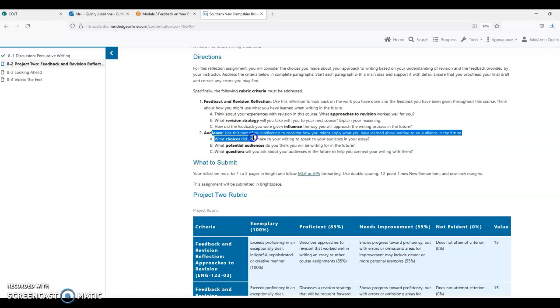Now think about audience. What choices did you make in your writing to speak to a particular audience? You had a dual audience. You had your primary audience, who's your professor. But then you had a secondary audience, people who may be the readers of that article, your classmates, and so on and so forth. So what choices did you make to speak to that particular audience, and what audiences do you think you'll be writing for in the future? This probably has a lot to do with your career ambitions, right? What questions will you ask about your audiences in the future?